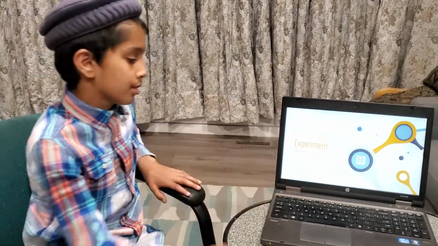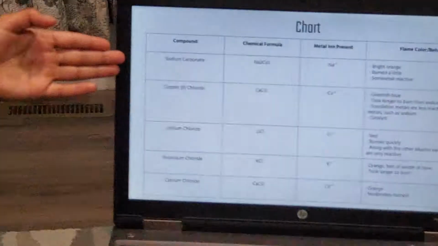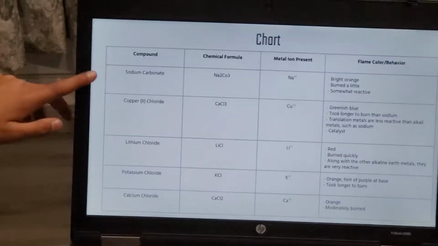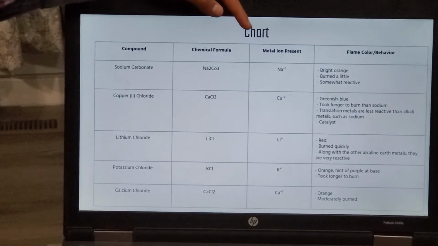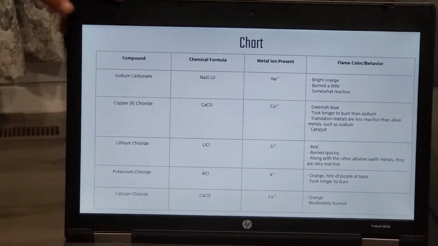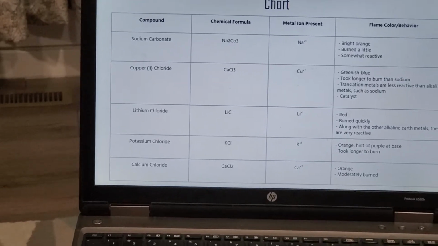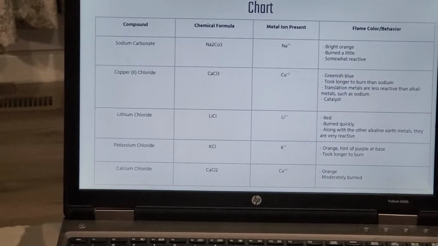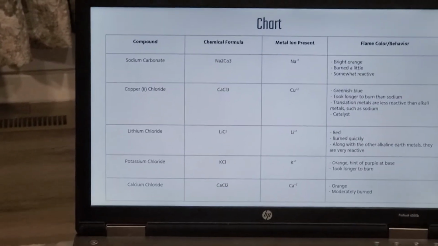Experiment. The flame test. This is a chart of the flame test that we did. This is the compound, the chemical formula, the metal ion that's present, the flame color, and the behavior, how it reacted to the flame. Compound: sodium carbonate. It was bright orange and burned a little, and it was somewhat reactive.